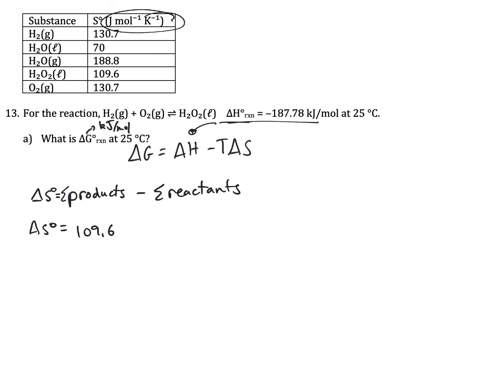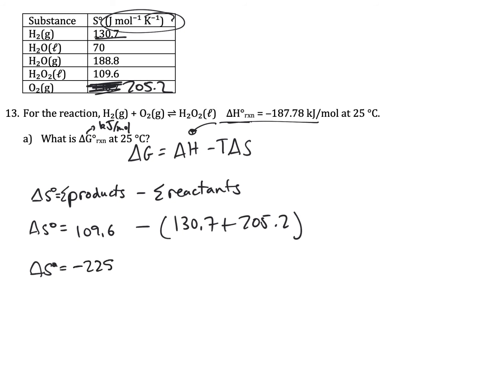Minus the reactants, which are 1 H2 and 1 O2. That's 130.7 for the H2, and this here is plus 205.2 for the O2, and that gives us delta S naught is equal to negative 226.3 joules per mole Kelvin.